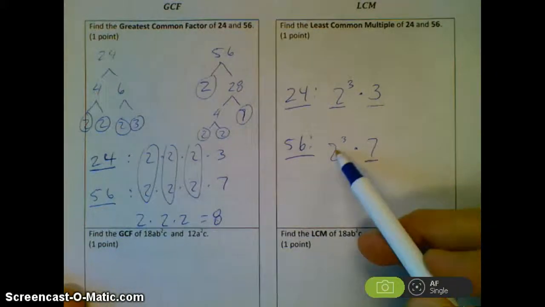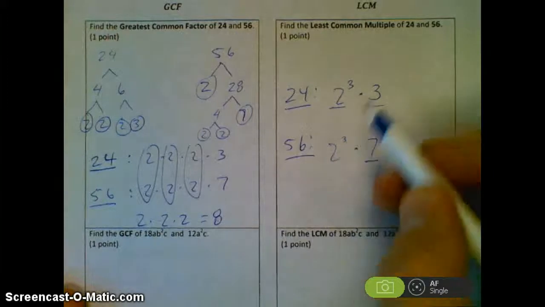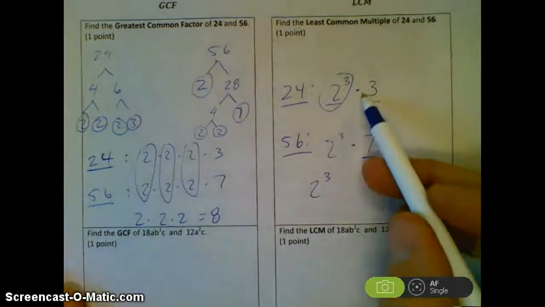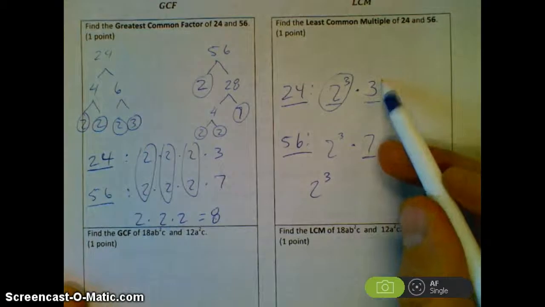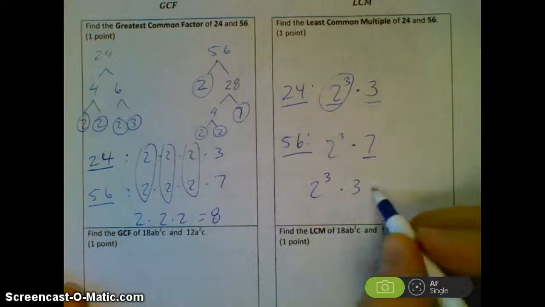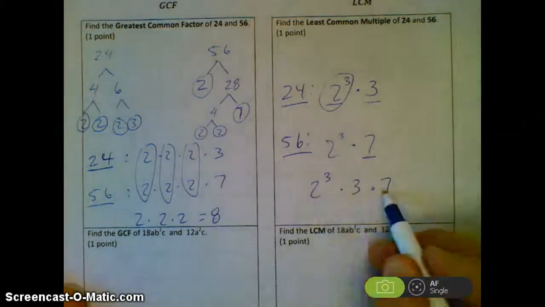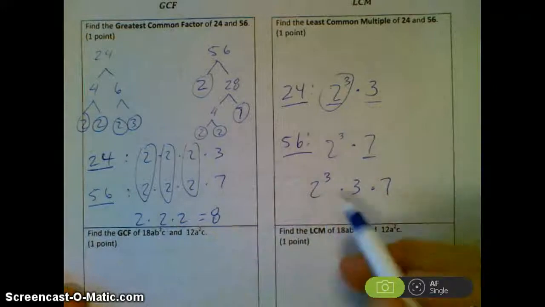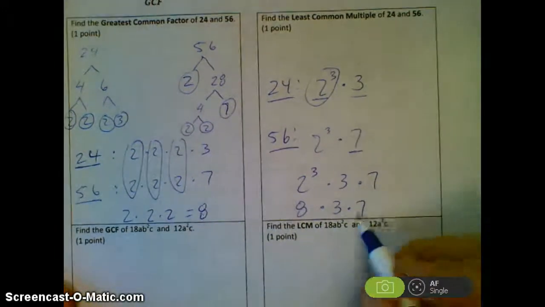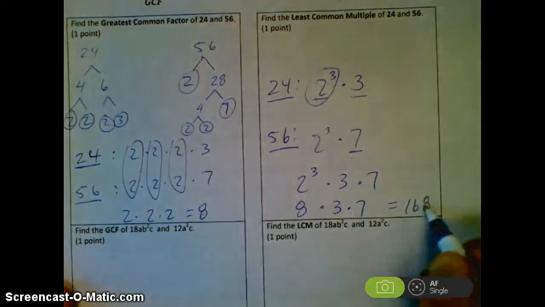So I've got 2 on both lists, and in both lists, it's 2 to the power of 3, so I can pick either one. So I'll take 2 to the power of 3, and then 3 to the power of 1 and 7 to the power of 1. I have to use both factors. So times 3 and times 7. So again, I'm multiplying them together, just like I did here. 2 to the third is 8 times 3 times 7. So 8 times 21 is 168.